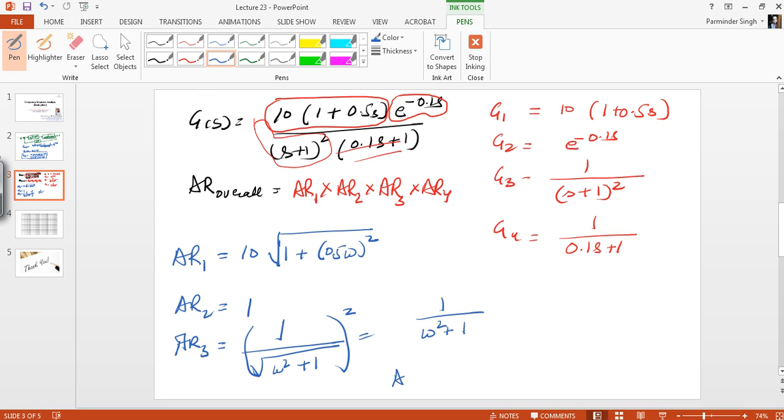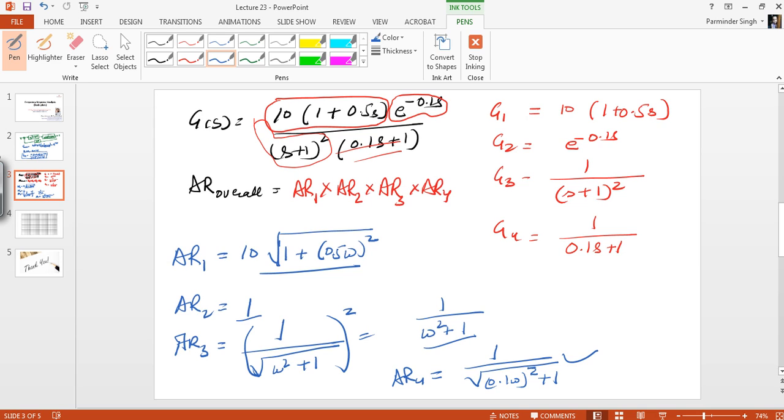Amplitude ratio of the fourth, 1 upon (0.1 s + 1), first order, so 1 upon under root of (tau omega) whole square plus 1, where tau is 0.1. So we have individual amplitude ratios now. The overall amplitude ratio will be nothing but the first multiplied by the amplitude ratio of the second, multiplied by the third, and multiplied by the fourth. So that is the overall.